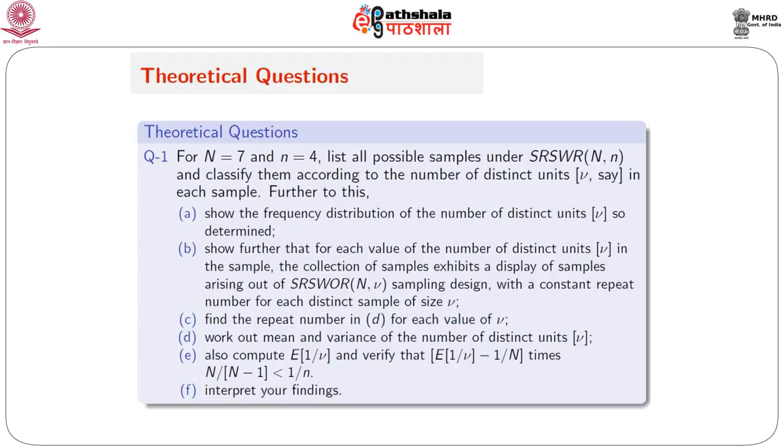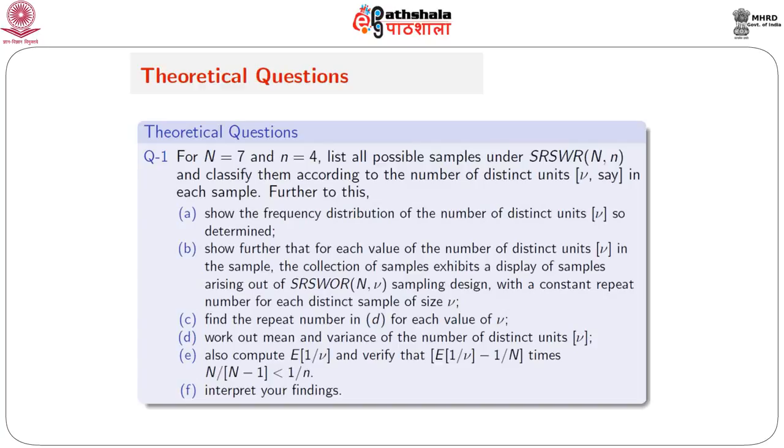Then I pass on to nu equal to 2, number of distinct units equal to 2, but the sample size is 4. So if it is 1 and 2, then you have to see all possible repeat numbers for 1 and 2. It could be 1, 2, 2, 2, 2, 1, 1, 1. It could be 1, 1, 2, 2. It could be 1, 1, 1, 2. So all kinds of things can come up for a sample of size 4, corresponding to nu equal to 2.